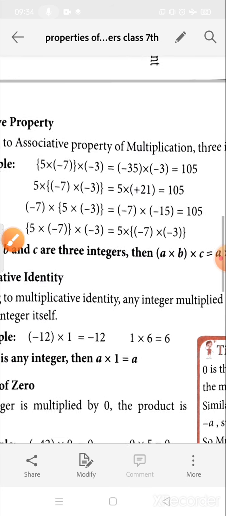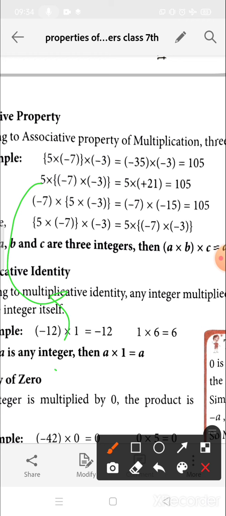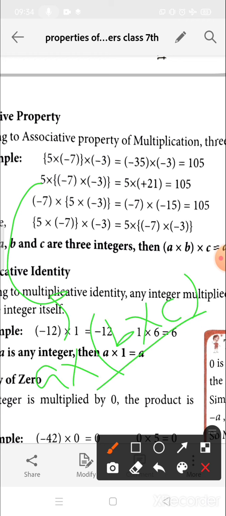In this, a is outer side and b and c are in bracket. Clear? In the previous one, A and B are in bracket and C is outside. So here we have to solve the bracket first.